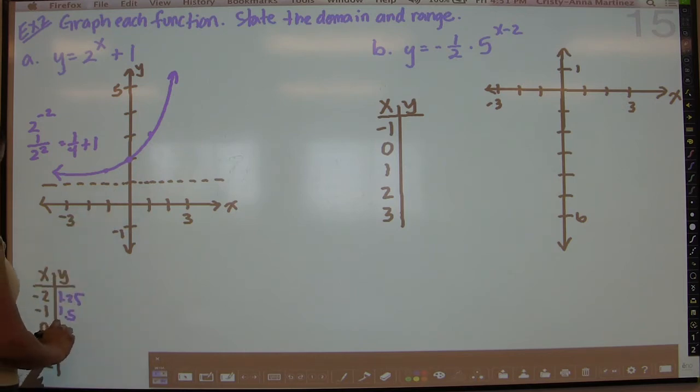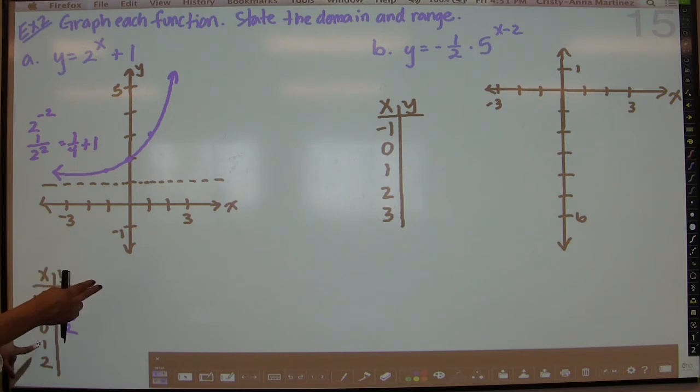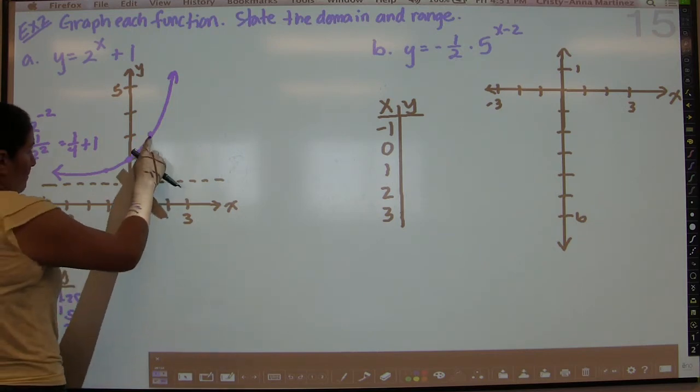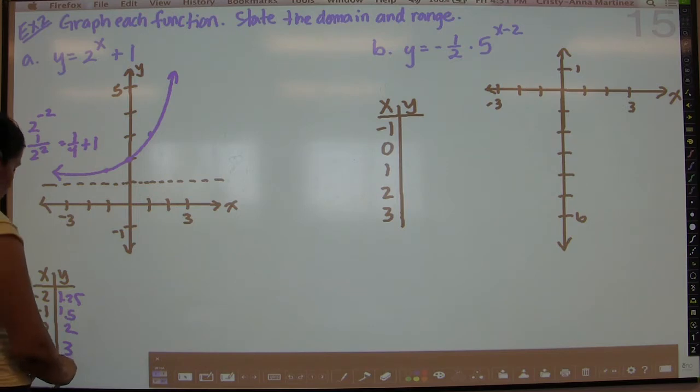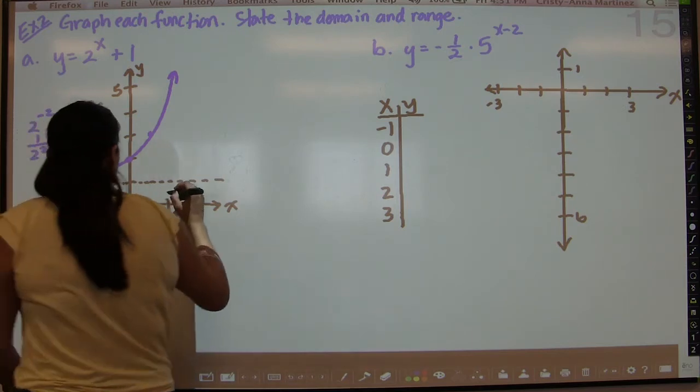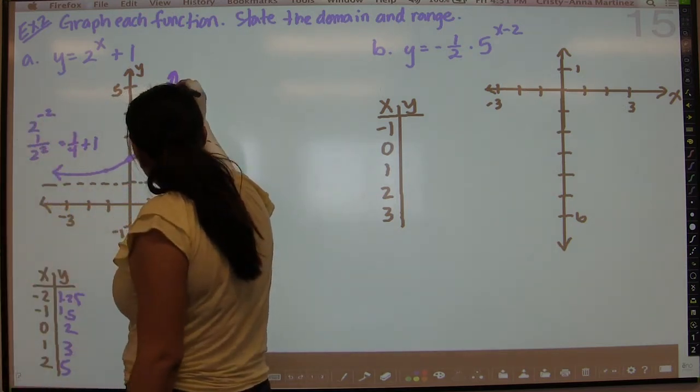0 is going to be 2, because you're going to get 1 plus 1 is 2. Then you're going to have 2 to the 1 power is 2 plus 1 is 3. So when x is 1, you're going to have 3. And then 2 squared is 4 plus 1 is 5. So when x is 2, you're going to have 5. And I didn't quite graph that guy, but it's right there.